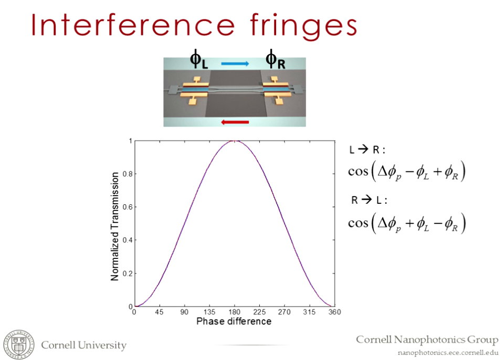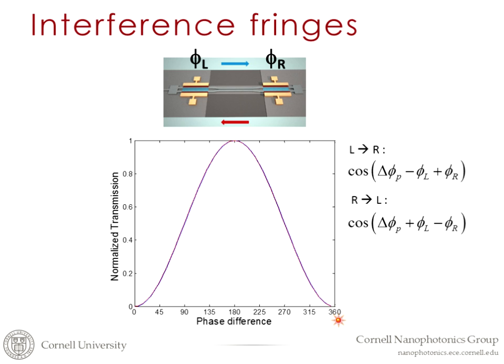So let's look at what we should expect from this device. Again, we have phi L and phi R, which are the modulation phases. A very important thing is that these need to be synchronized, and that can be easily done in the laboratory setup. If you have this kind of device, in front of the device, you should expect a fringe pattern.